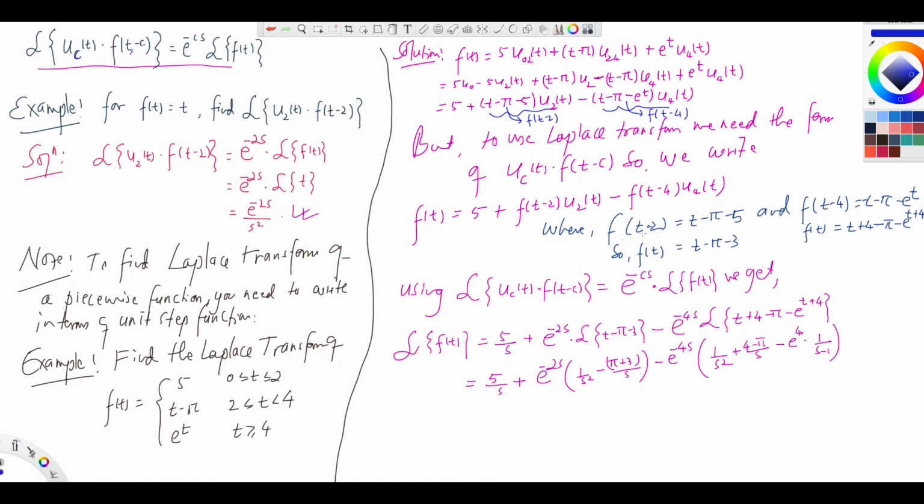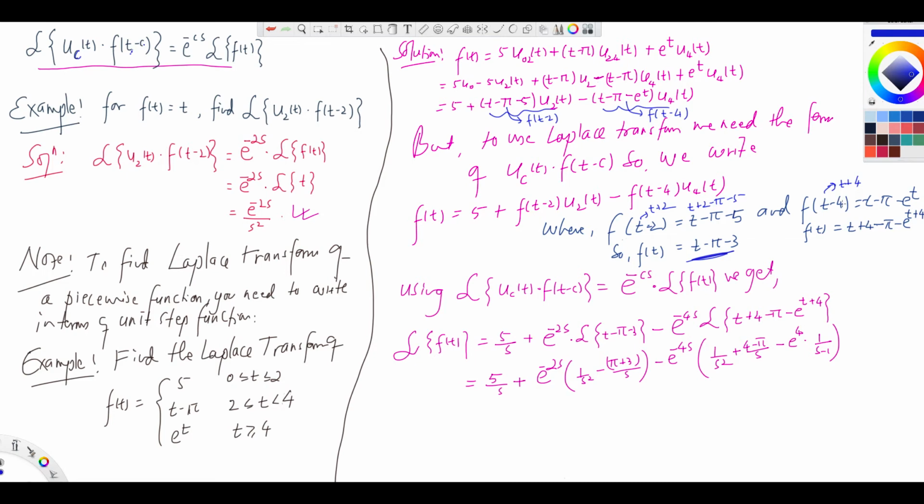So what is ft? To find out ft, you need to replace t by t plus 2, right? Here, to find out ft, you need to replace t by t plus 4. If you do that, then what do you get? Replace t by t plus 2: t plus 2 minus pi minus 5, right? So what do you get? It is t minus pi, and then plus 2 minus 5 is negative 3. So this is the value of ft for this case, okay?